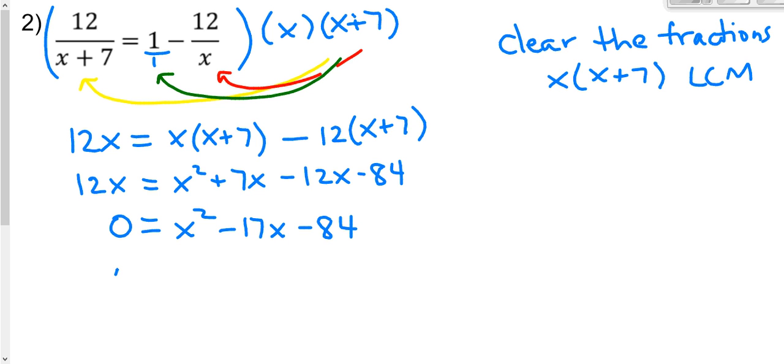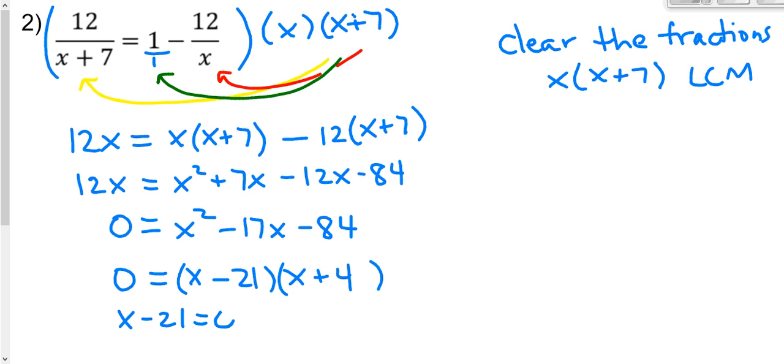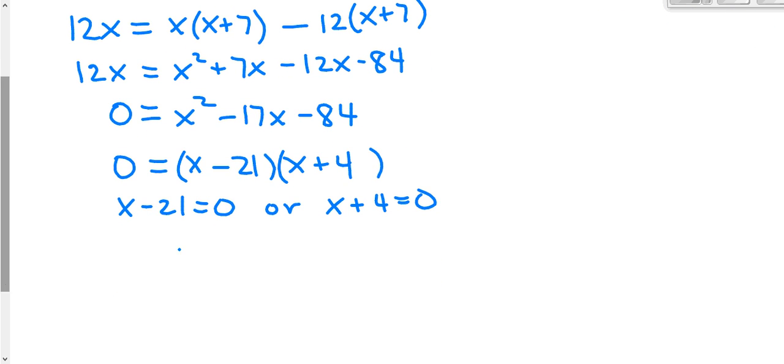Now let's see if we can factor this. That would be kind of nice. You could factor 84 into 21 times 4. So you could do x minus 21 and x plus 4. Let's set each factor equal to 0 and solve each equation. And we get x equals 21 or x equals 4, negative 4, excuse me.